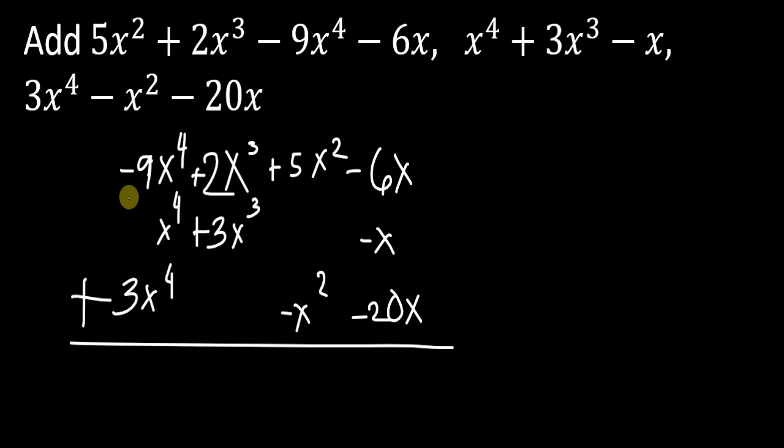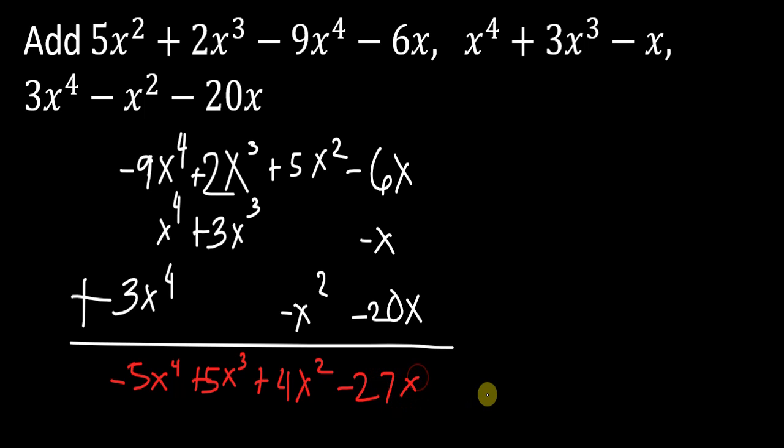Yan, so ganyan. Negative 9 plus 1, that is negative 8. And negative 8 plus 3, that is negative 5. So it's negative 5, then copy natin yung x raised to 4. 2 plus 3, that is 5. So it is plus 5. Then copy natin yung x cubed. 5x squared plus negative x squared, that is 5 minus 1, that is 4. So plus 4x squared. Then, negative 6x plus negative x, that is negative 7. Plus negative 20, so that is negative 27. Then, copy yung x. So, pareho din.